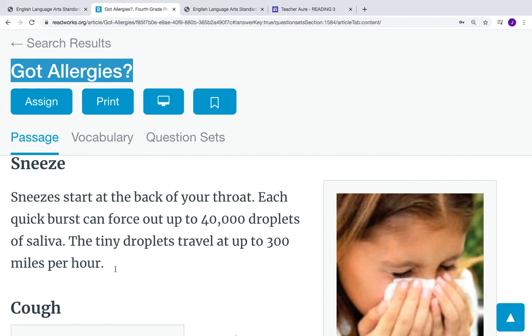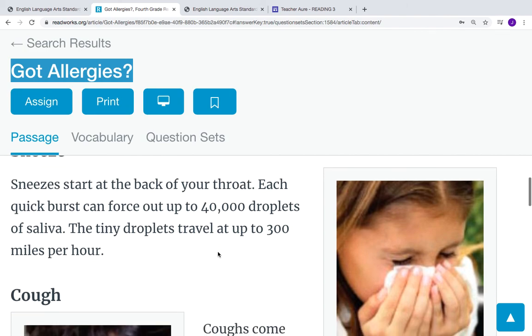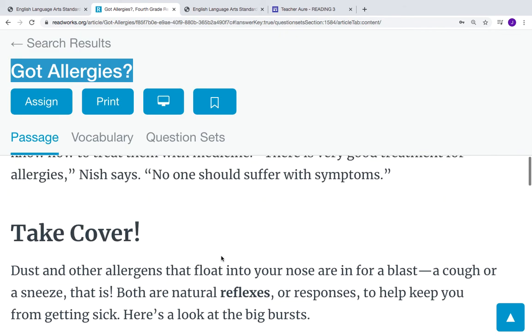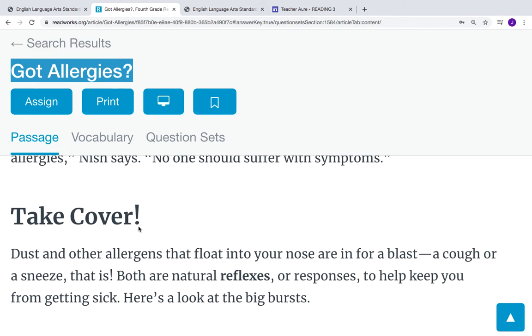So it explains to you what sneezes are, where they come from, and how many droplets of saliva. That's why you need to cover up, I guess, right? That's exactly the heading: Take cover.